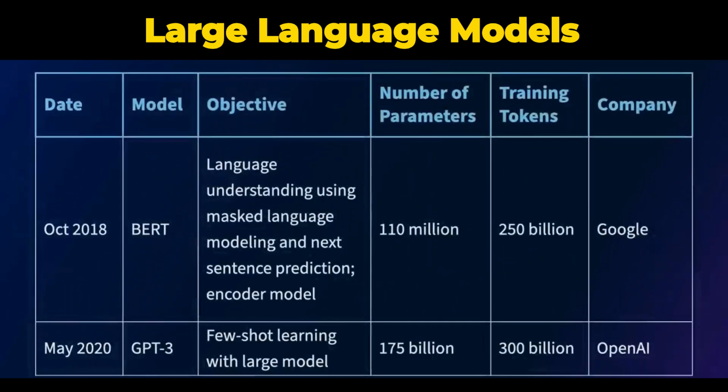So let's summarize our understanding of GPT-3 in a table so that we can compare it to BERT. One of GPT-3's primary objectives was few-shot learning. This performed best on the largest of the GPT-3 models, the 175 billion parameter model.